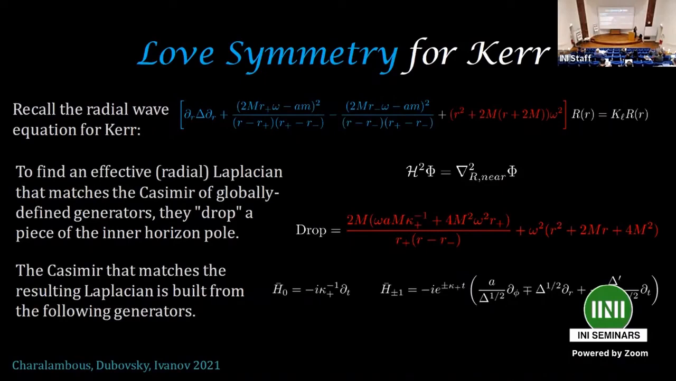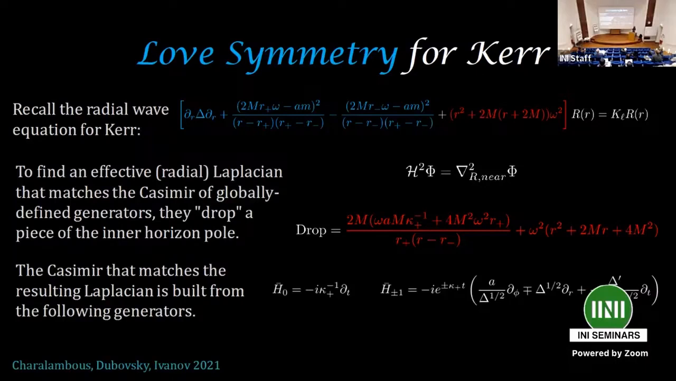Okay, so how does this work for Kerr? So for Kerr, this is our previous radial wave equation, and prior, we took this near region limit with omega m small and omega r small, and we dropped these terms. To find the globally defined generators, they take a more drastic view in which they drop these same omega m, omega r terms, but they also drop a seemingly arbitrary amount of the r minus pole.